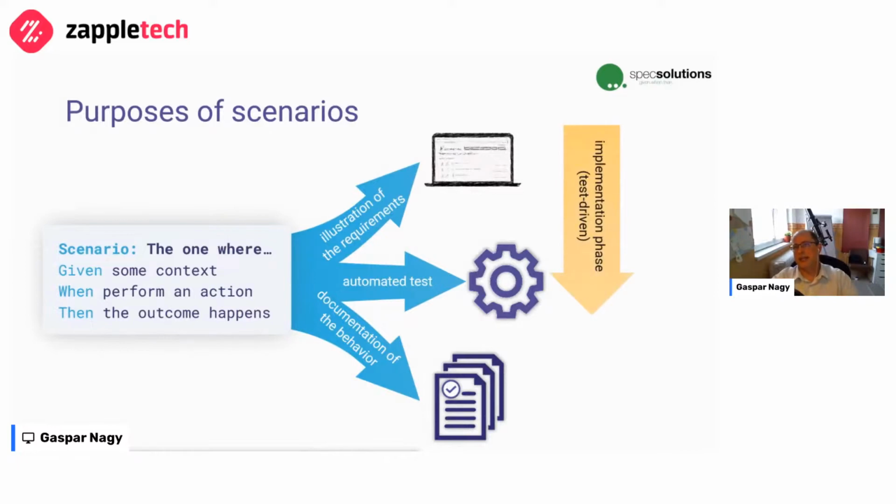So typically in the implementation phase, when you are creating your new functionality, you are more interested in having the scenario as an illustration of the requirement, because this is how we learn about the requirements, and having an automated test to verify whether we really reach that. And maybe in the maintenance phase, these scenarios will become part of the regression tests, and then that they are automated tests and they have documented the behavior becomes more important. But altogether, all three are equally important.